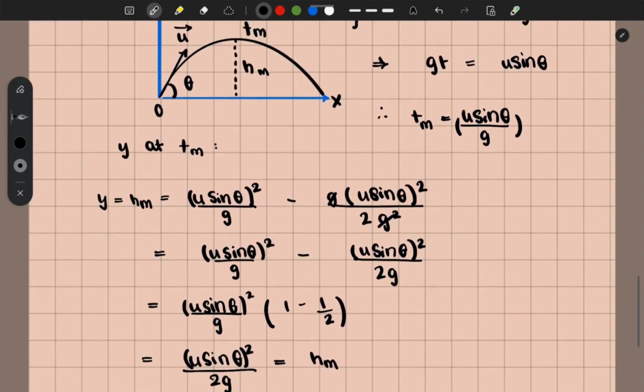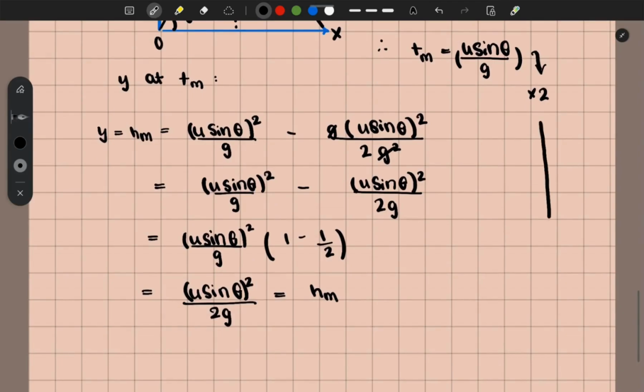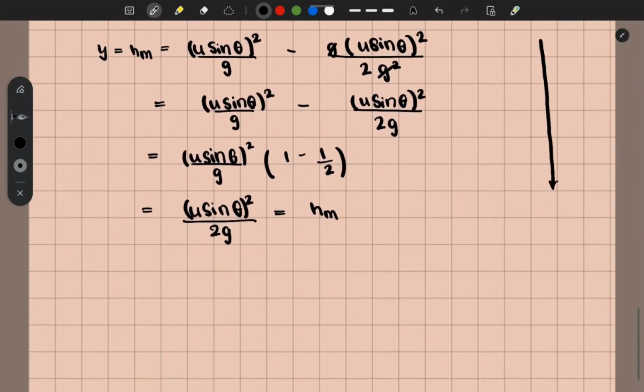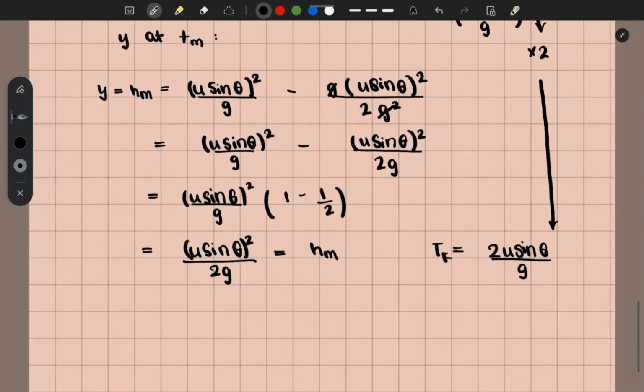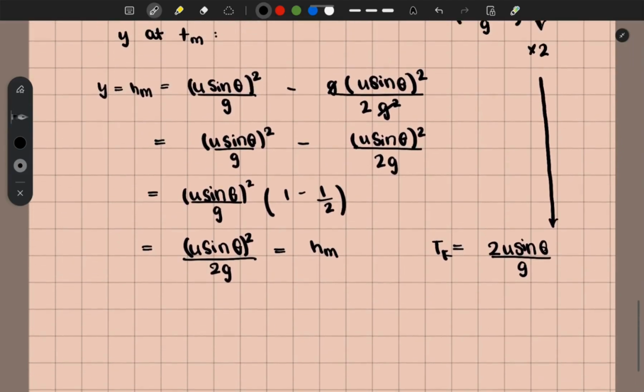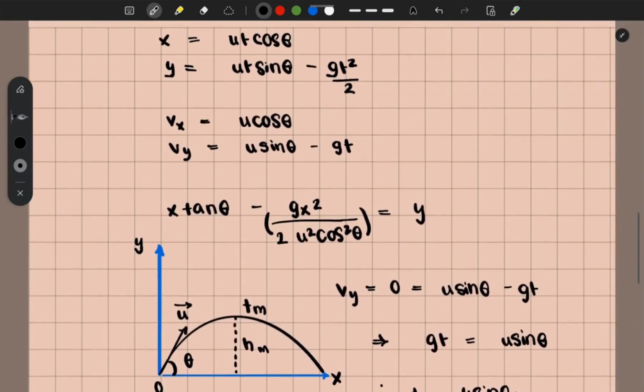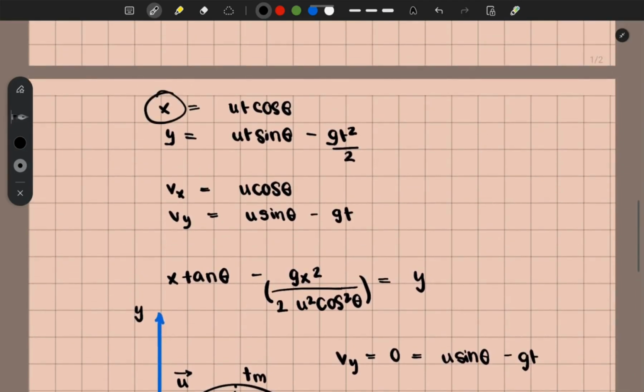Now, since this is a symmetric parabola, we can just multiply the time by 2 to get our total time of flight. So TF, the total flight time, is equal to 2 u sine theta divided by g. As simple as that. Now, to find the range, we have to use the total time of flight.